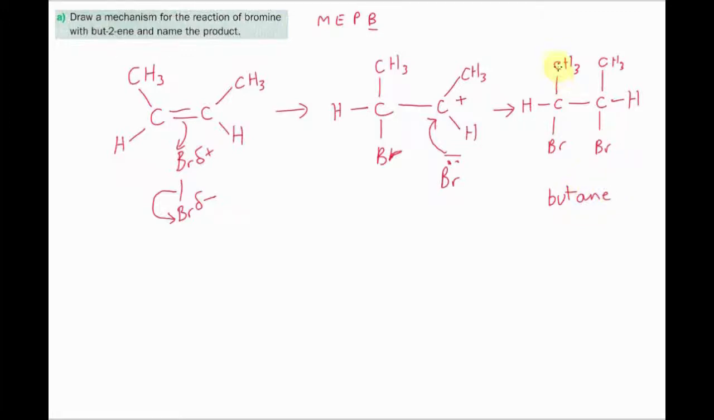Now the bromines are in positions 2 and 3. That's position 1, 2, 3. So we say 2, 3. We separate the digits with a comma, and we separate the digits from the letters with a hyphen. So we've got 2,3-dibromo. 2,3-dibromobutane is our product there.